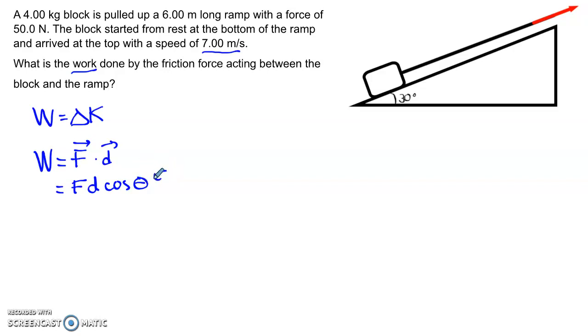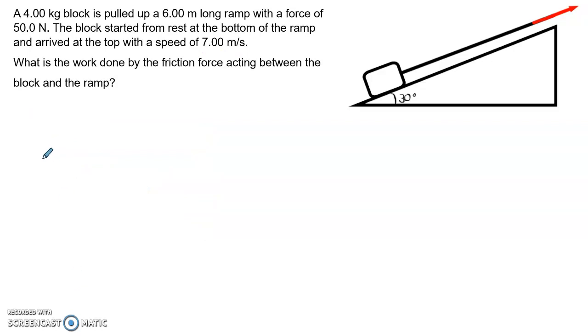This angle is super important. If you have a force that is pointing in one direction and a displacement that is pointing in another direction, the angle that we're looking for is really the angle between these two vectors, and that's the one that is important. So now let's see how we can actually solve the problem.